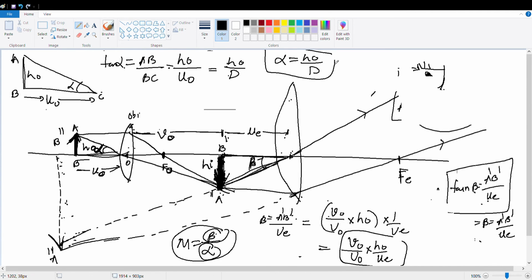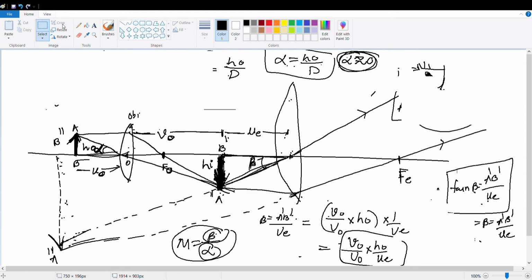Why? Because your alpha is very small, close to 0. Whenever angles are small, tan alpha will be equal to alpha. Now we got alpha equal to H naught by D. You know beta. Now we have to find beta by alpha. Clear or not? Yes, sir. So the final magnification M equal to beta by alpha.